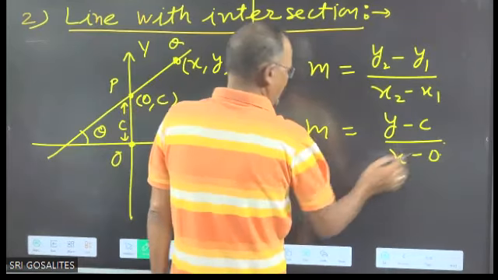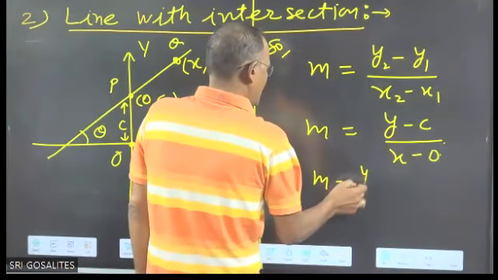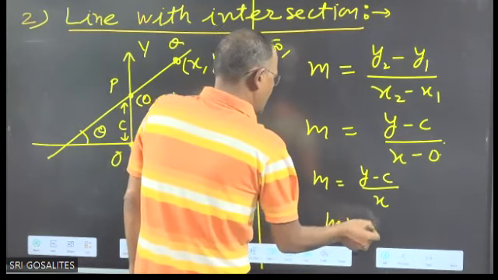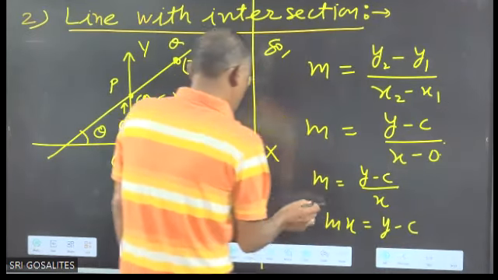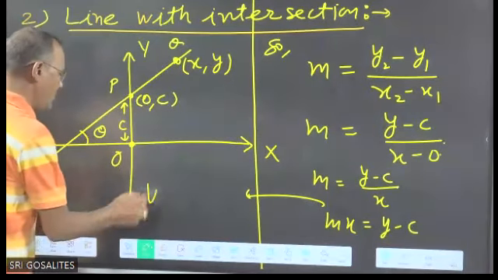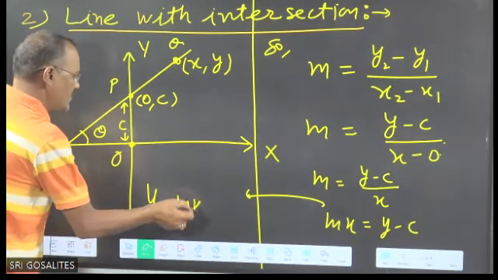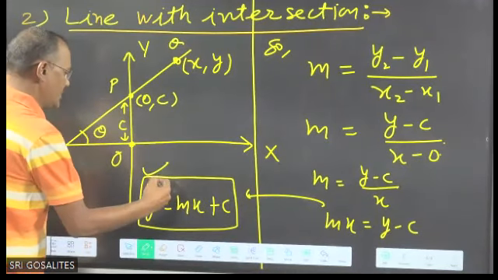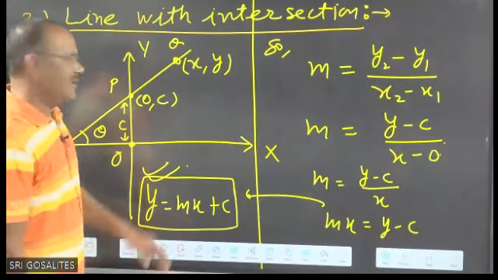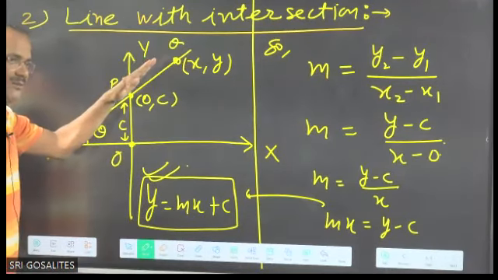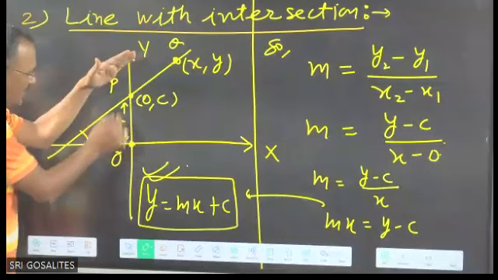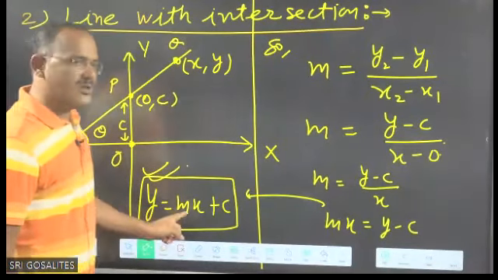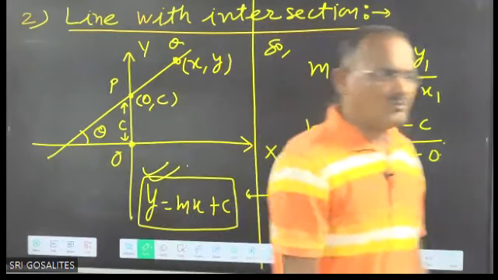So this is y minus c over x, means mx is equal to y minus c. It means y is equal to mx plus c. So this is the equation of a line which is making an acute angle with the x-axis and having a positive intersection over the y-axis. What is this? y equals mx plus c.